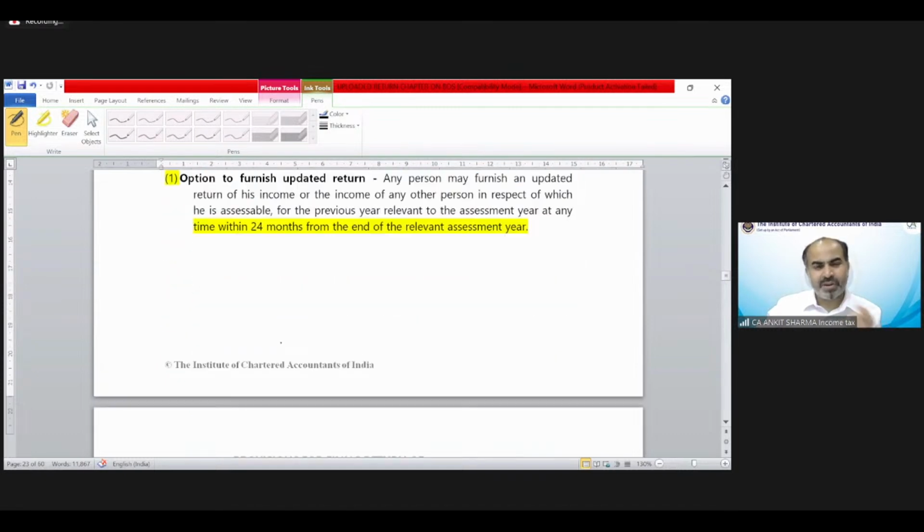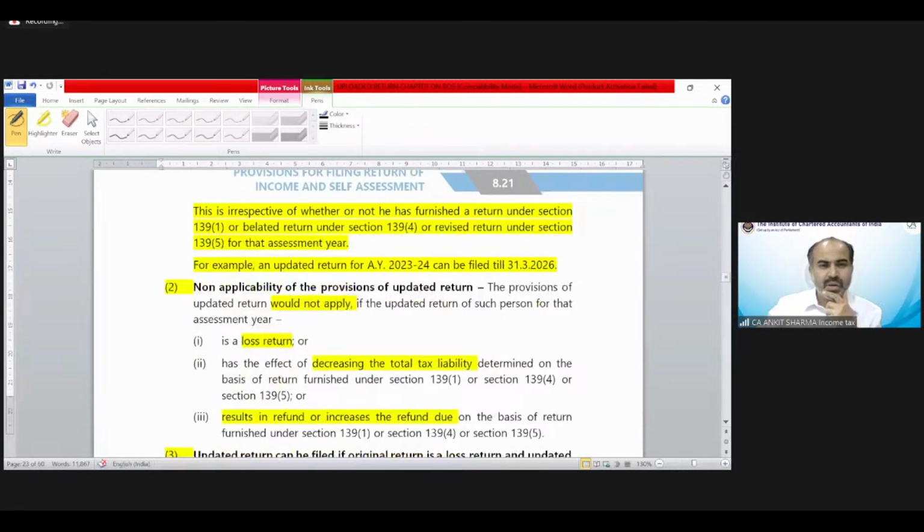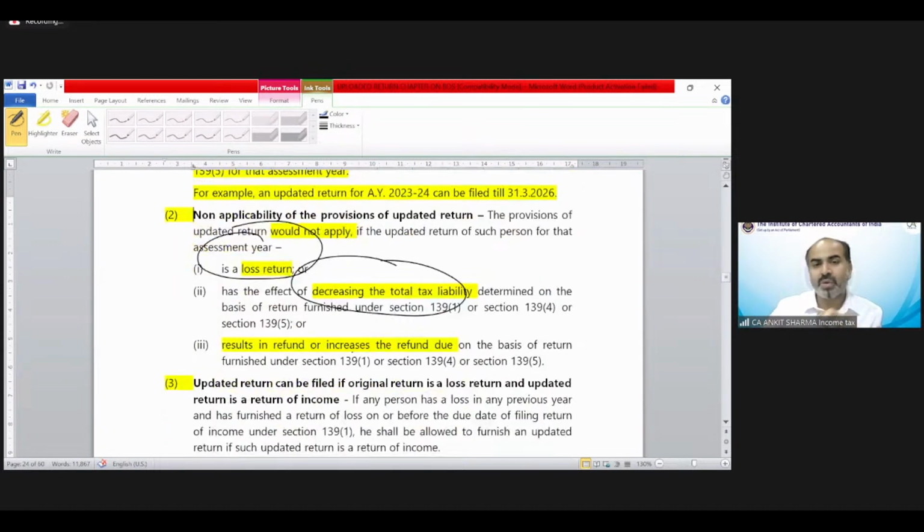Option to file, we have already discussed those provisions. Non-applicability of the provision of updated return: if it is a loss return, you cannot file it. If you want to claim a loss in your return, or decrease your tax liability, you cannot do that. You cannot increase your refund or claim a refund. Earlier, if it was not a refund, then you cannot increase your refund.